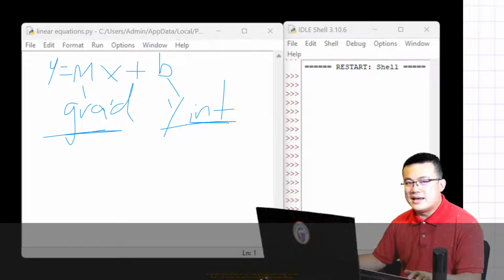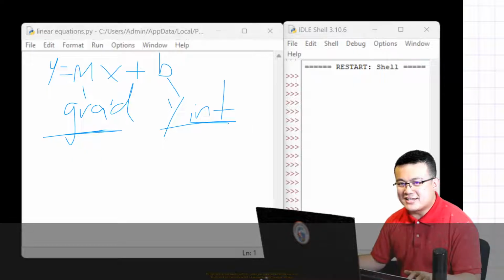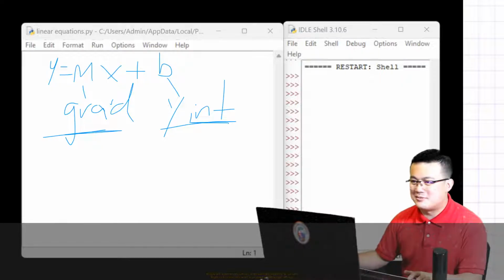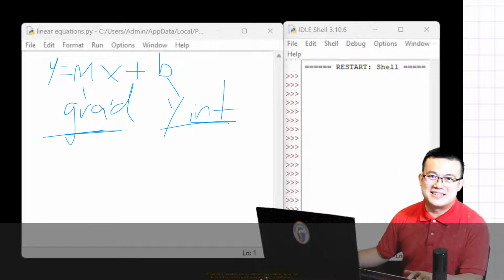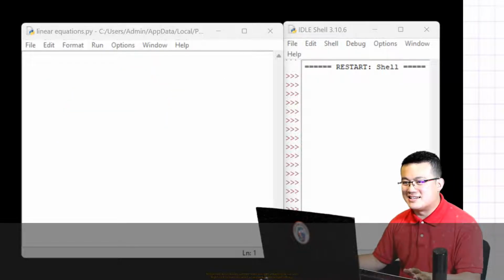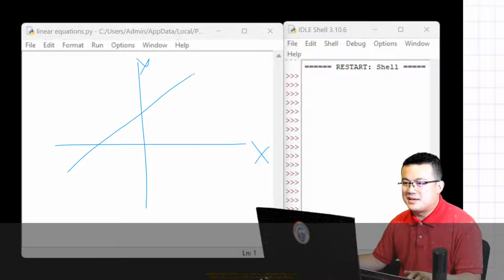Why do they call it m? Why do they call it b? I don't know. It just is. Just like Python convention, sometimes, why do we use i all the time when we're looping? I don't know. It's convention. y equals mx plus b is the law. Now, if I have a line like this, where we have our y-axis going up and our x-axis on the side, y equals mx plus b looks like this.